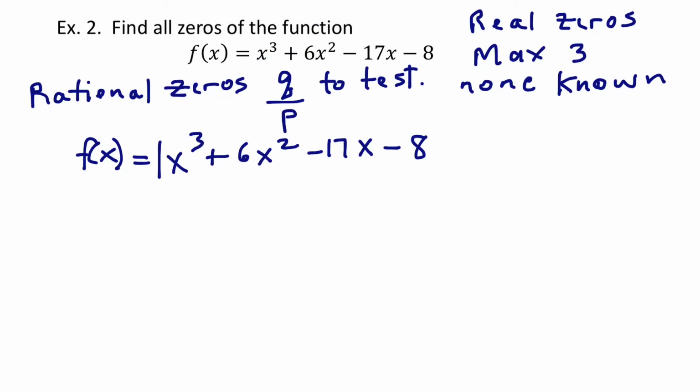Okay, let's do example 2. The wording says find all zeros of the function f of x given this function. As I've mentioned, the problems in this unit have real zeros and not imaginary zeros. The degree of this function is 3, so we could have potentially a maximum of 3 real zeros. There could be fewer if we have any multiplicity.